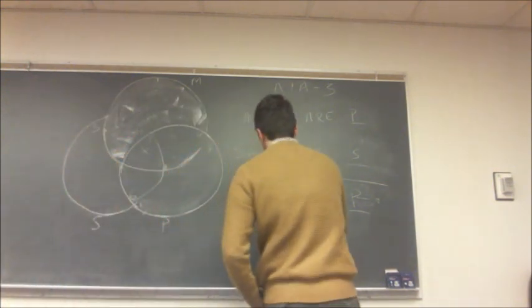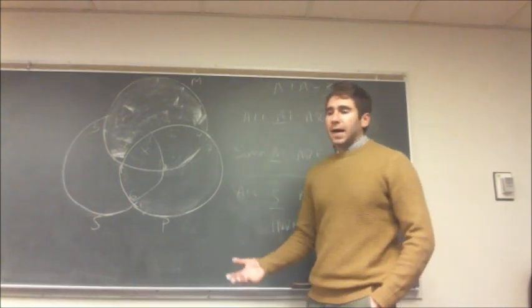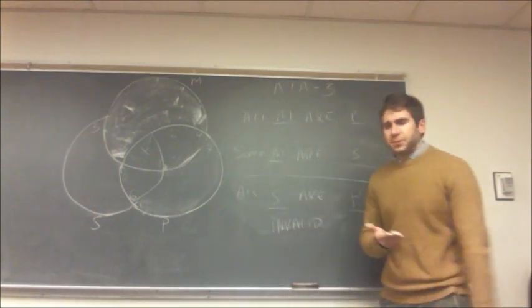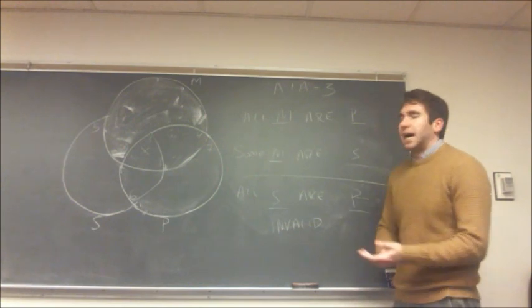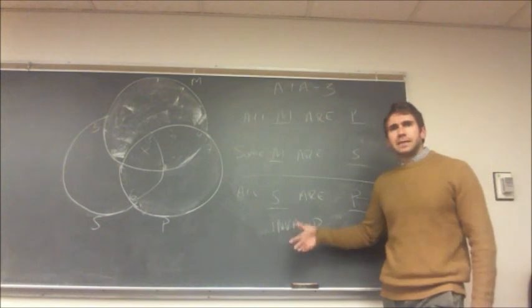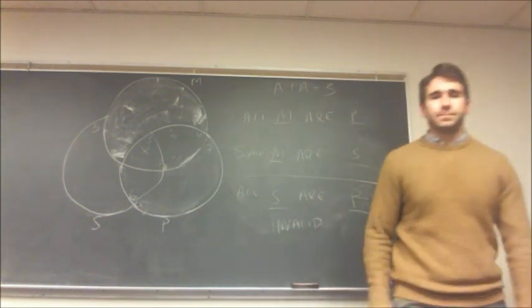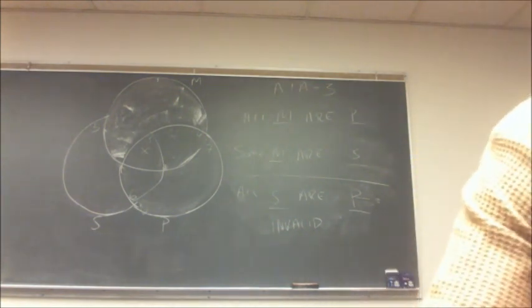Okay, so those are all of the categorical syllogisms that were on the practice exam, plus a bonus one. Hopefully these made sense. If you have any questions about them, let me know, and we can talk about it. So the next thing we're going to do are the truth tables.